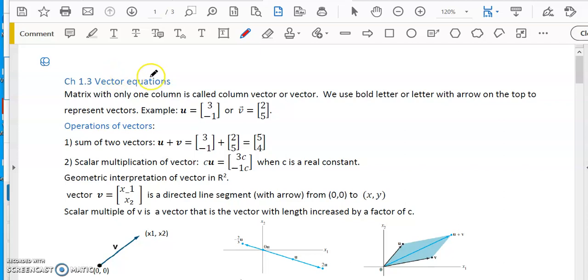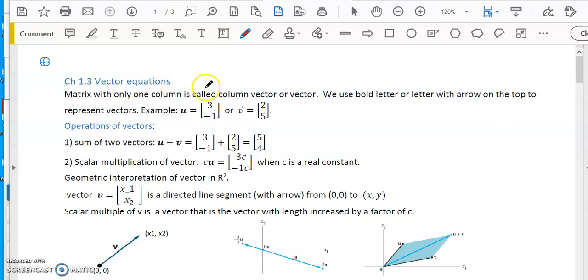We are looking at vector equations, looking at something other than a system of equations or a matrix, but something called vectors. And to study vectors, we can actually also use systems of equations. So they are tightly related. You can say this is an application of systems of equations.